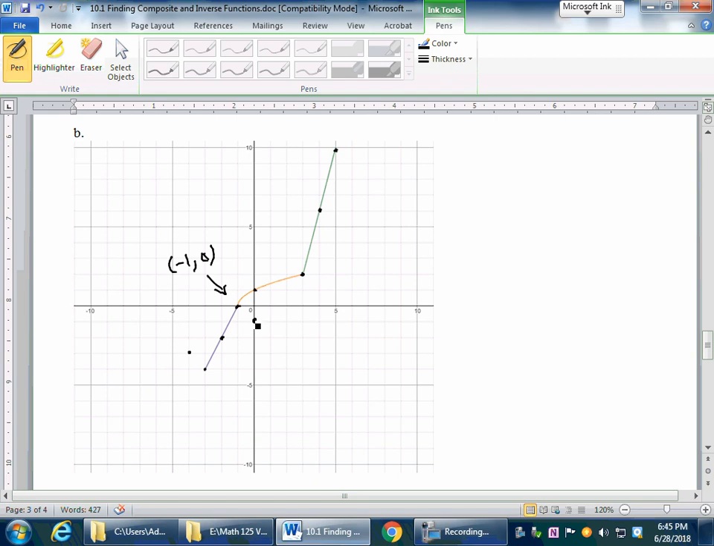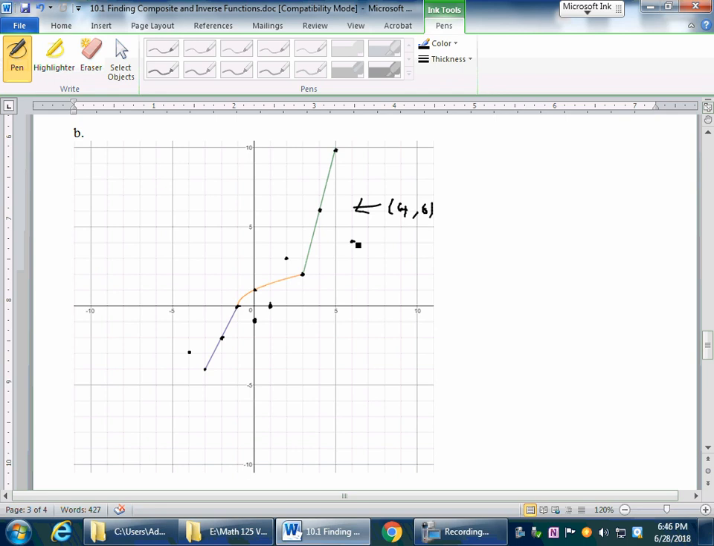And the next point is 0, 1. So when I find the inverse, that will become 1, 0. And this point, that is 3, 2. So when I find the inverse, it will become 2, 3, which will become right here. And the next point is 4, 6. So when I find the inverse, that will become 6, 4, which is right here.